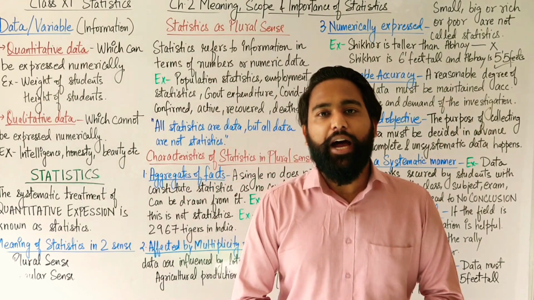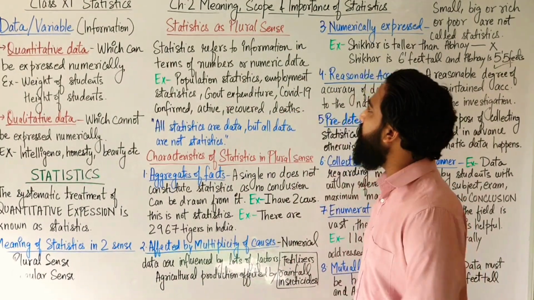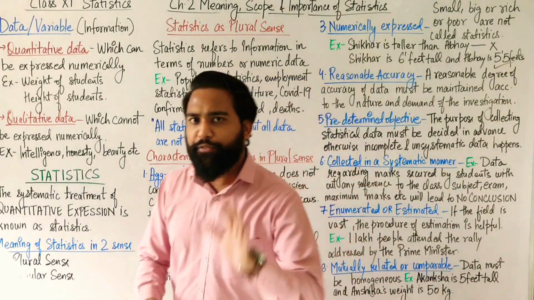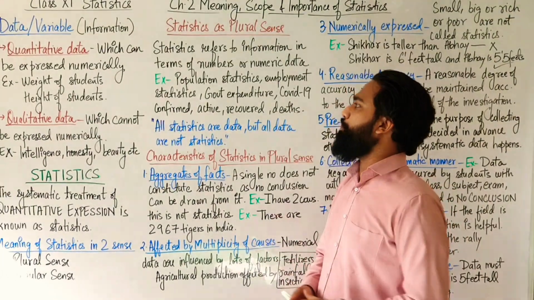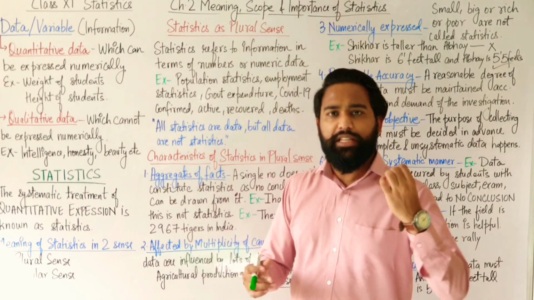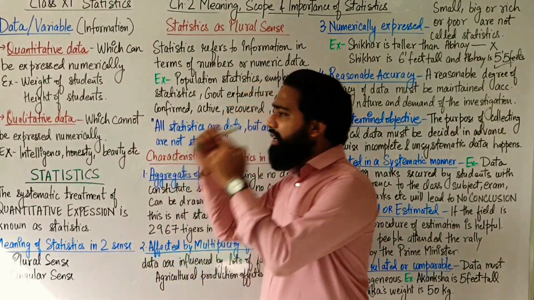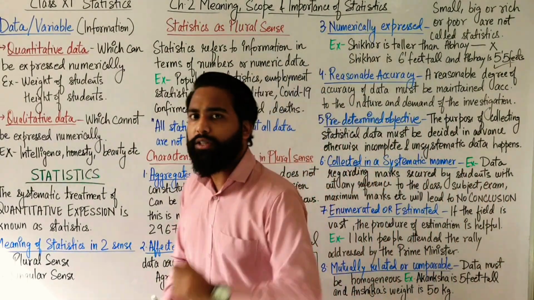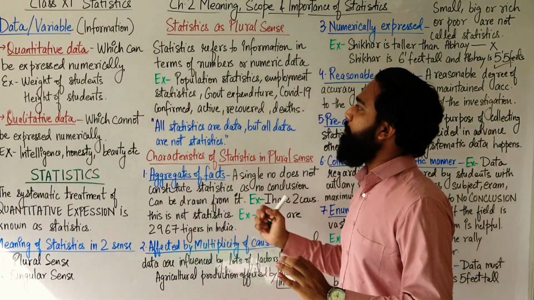Today we are going to start our second chapter, which is meaning, scope and importance of statistics. But before starting that, I want to explain a few little things to you. Now, what is data or variable? In computer, you must have learned that data is an information. Any data or variable holds some information.